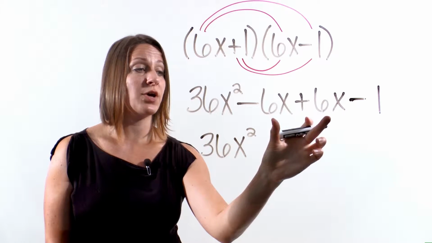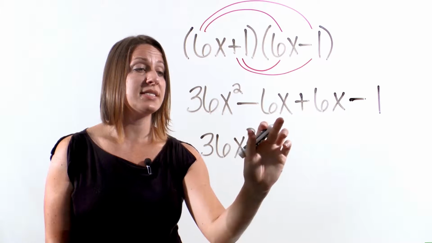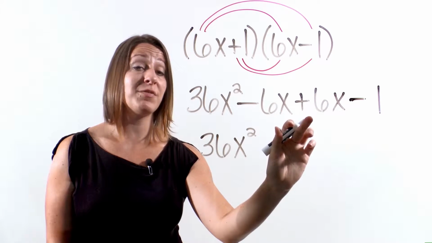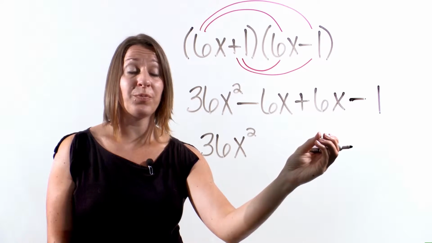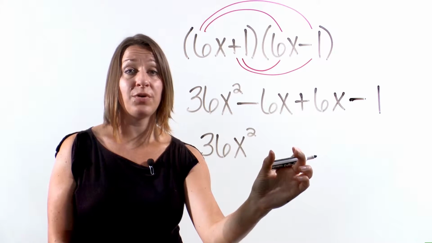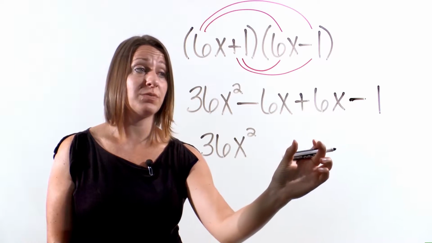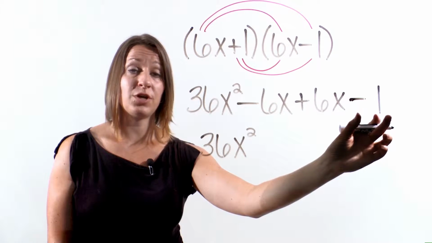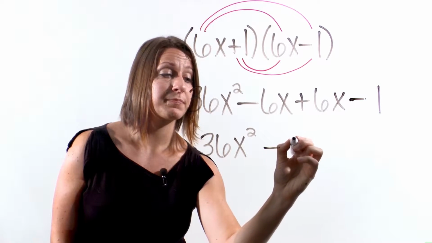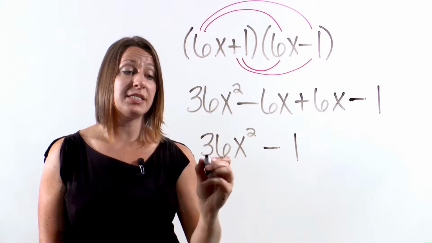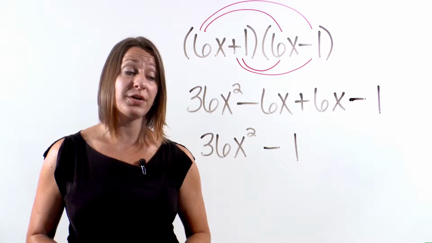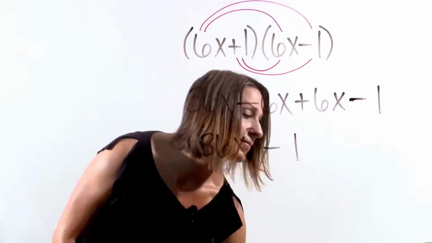Notice what happens here to our middle terms. We have a minus 6x and we have a plus 6x. That is a 0. We do not have to put the 0 here. We can skip that term and go on with our minus 1. So the answer to this multiplication problem is 36x squared minus 1.